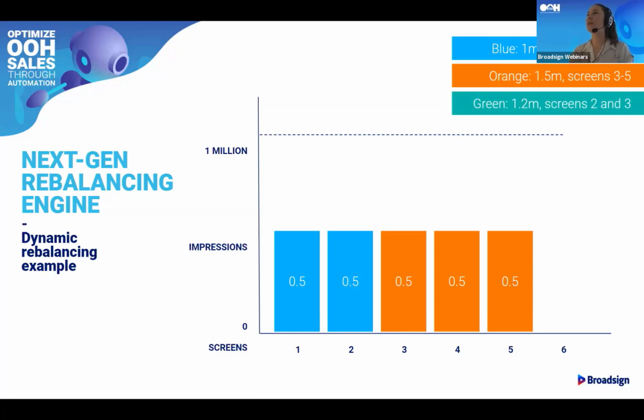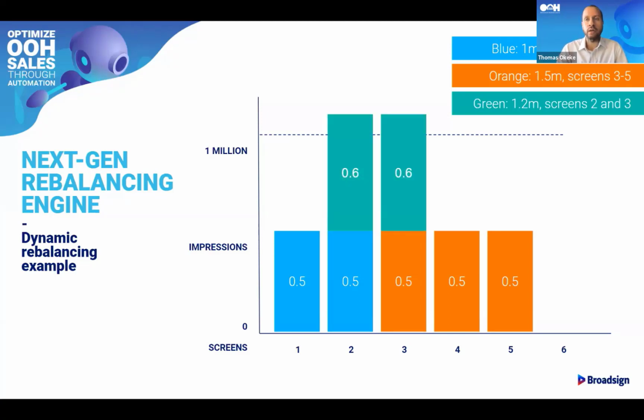Now, you have a green campaign coming in the picture, and Thomas, there are different scenarios where that can happen, right? Yeah, so let's say there's an agency or media buyer whose objective is to reach 1.2 million, but they want location-specific buys, and they specifically want to play on screens 2 and 3. The first thing that you're going to want to do is check if you can actually deliver what they're looking for. And so in this particular case, we're unable to deliver their 1.2 million impressions across the 2 screens that they would like. There's just simply not enough room.